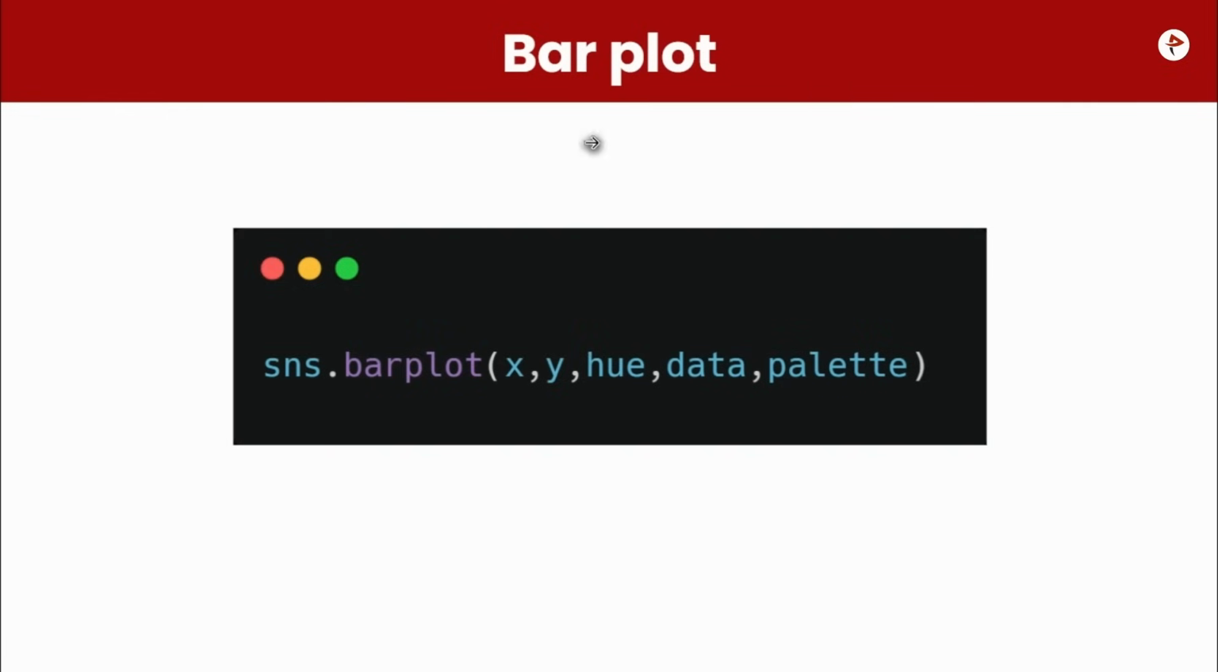So to do a bar plot, you can call sns.barplot, and this will create a bar plot with x value, y value. You can set the hue here also. You can pass the data and palette here. Okay, let us see the bar plot now.